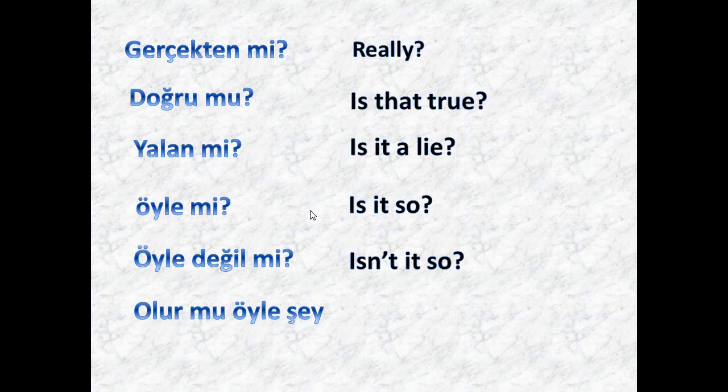Here we have olur mu öyle şey? Which means is such a thing possible? They use this sentence like, oh no, please do not even mention it, I mean, what we have done to you, like when they are thanking you or you are thanking them. For example, we say thank you so much, you were really kind, sorry for bothering you, and in answer to that, one may say olur mu öyle şey. It means that is such a thing possible. I'm not even bothered. Okay. Yes.